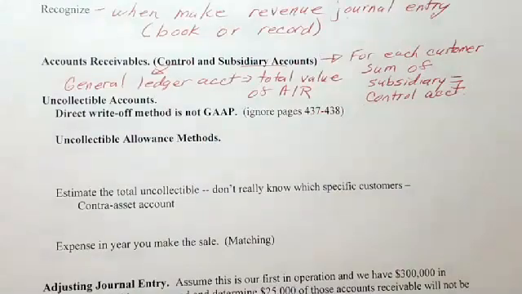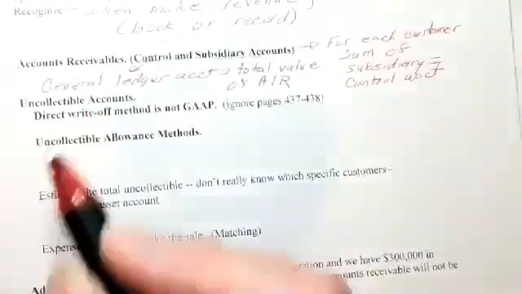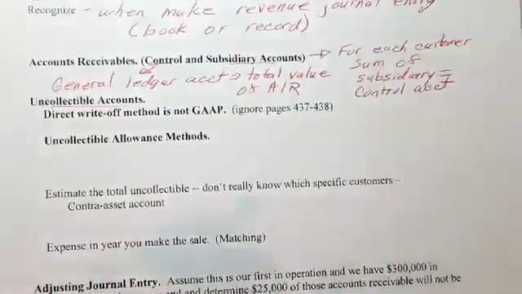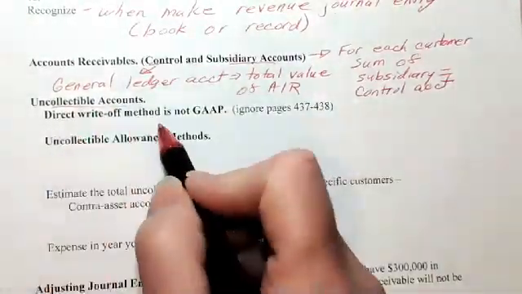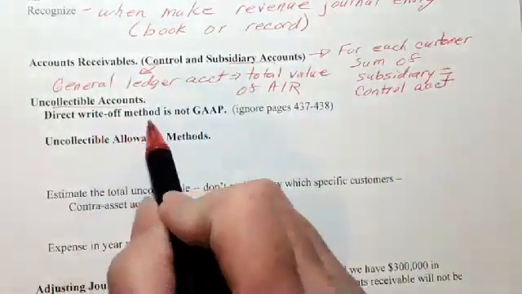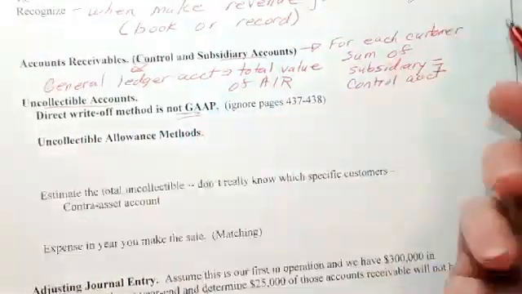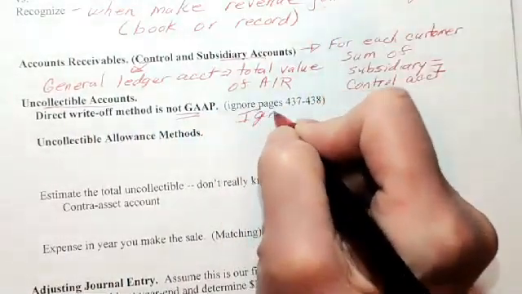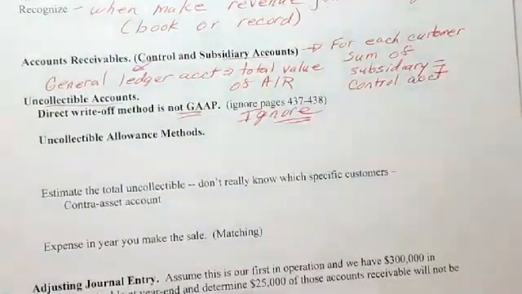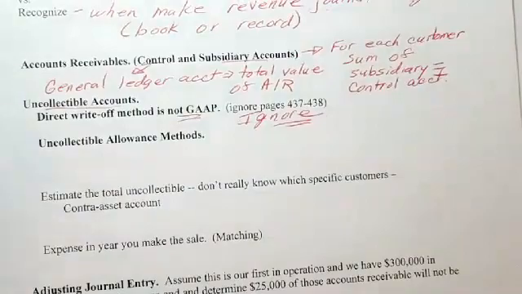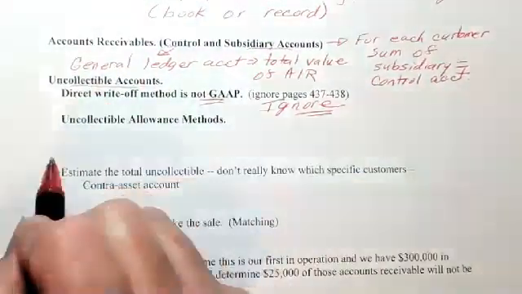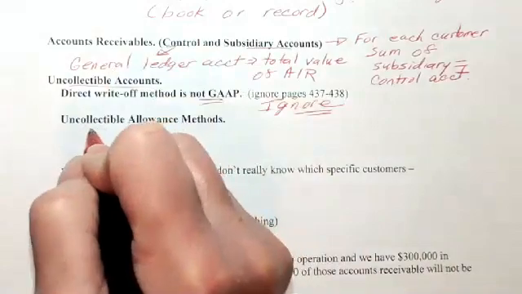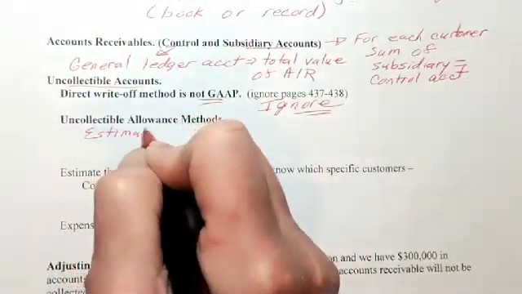Remember, an asset has an expected future economic benefit. If we make an account receivable and we don't expect it to get paid off, it should not show up as an asset. We're going to record these uncollectibles, but we don't really know who they are. First method you can use is the direct write-off method. That is not GAAP. We don't use it. The book spends way too much time talking about it. We're going to ignore that because you're really not supposed to use that. Instead, what we want to do is we want to estimate our uncollectibles.